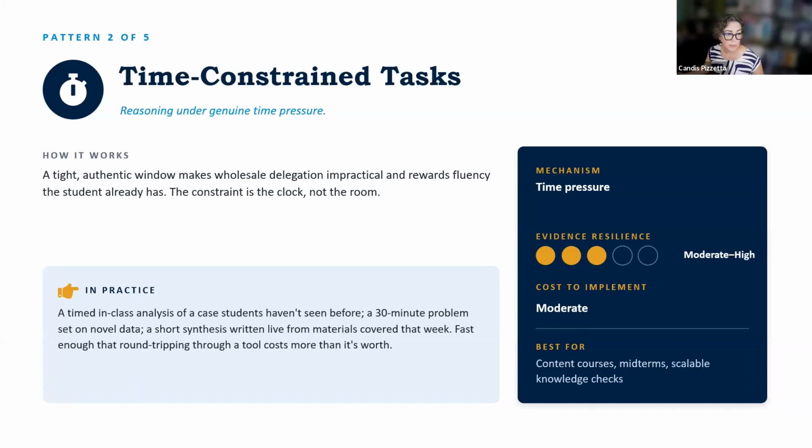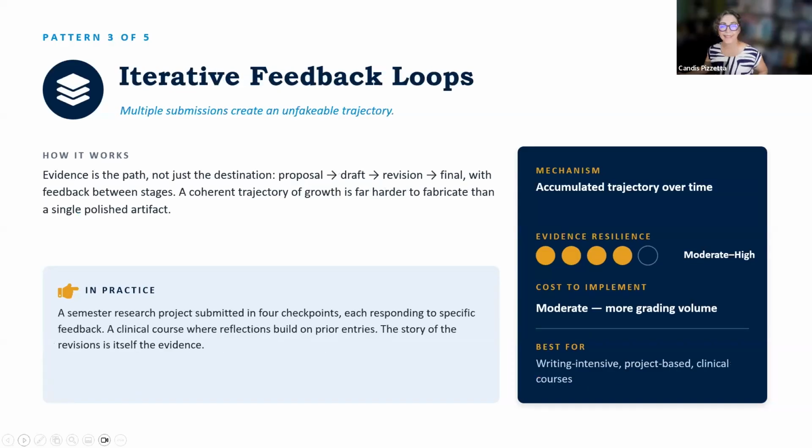Okay, so I'm spending way too much time on each one. All right. Iterative feedback loops. This is probably the one that I'm seeing people implement the most because while it does increase your grading volume, it also gives you a lot more evidence. You are certain that they're producing those artifacts because you give them feedback as they go along.